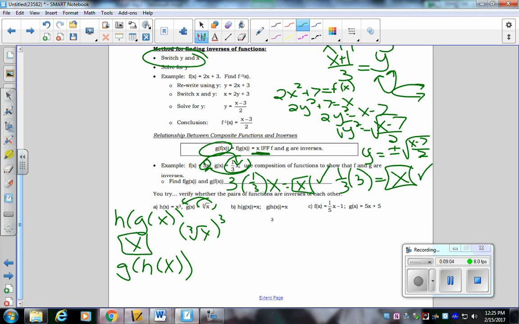When I do it the other way, I have the cube root of x cubed. Same thing. They undo each other. Yay. So some of them you can tell just by looking at it, but we do still need to practice to make sure we can do it.